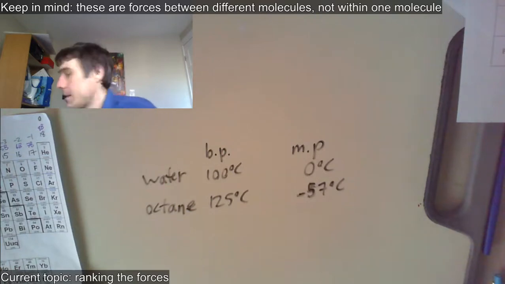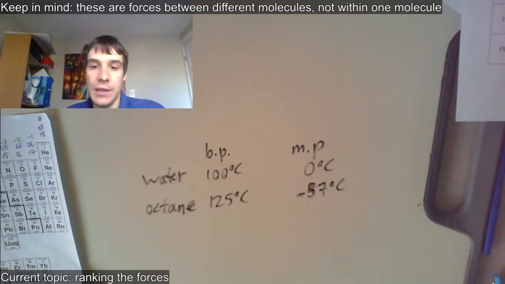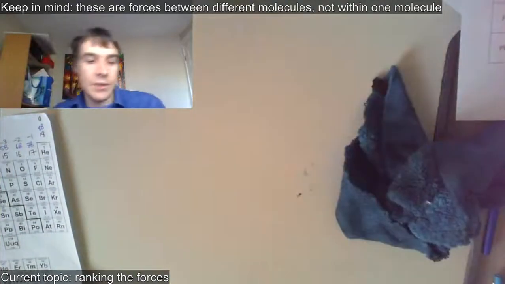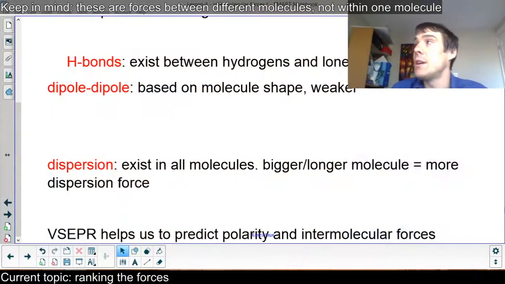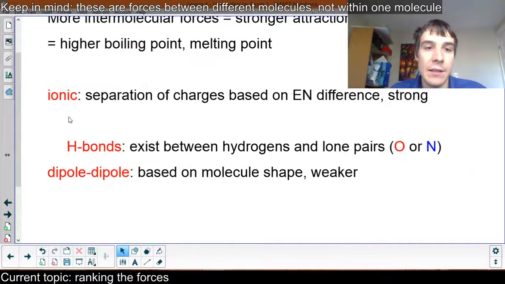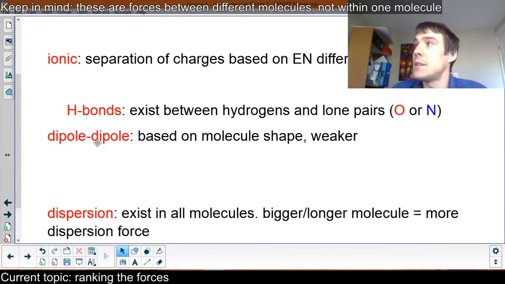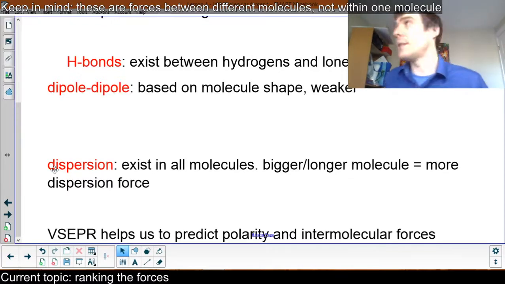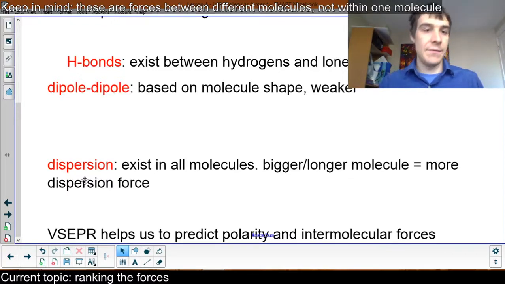Don't take it as a 100% true thing, but the general idea of this organization works pretty well. That ionic is the strongest, then hydrogen bonds, then dipole-dipole, and then dispersion. If I ask you questions about this on a test, I'll make it super obvious. I'll have very similar molecules, except this one will make hydrogen bonds, but this one won't. And then it'll be really clear which one has the higher melting point or boiling point.